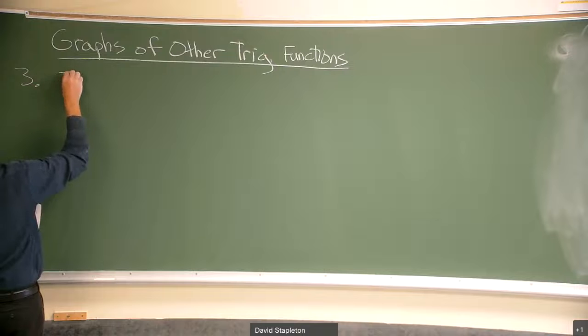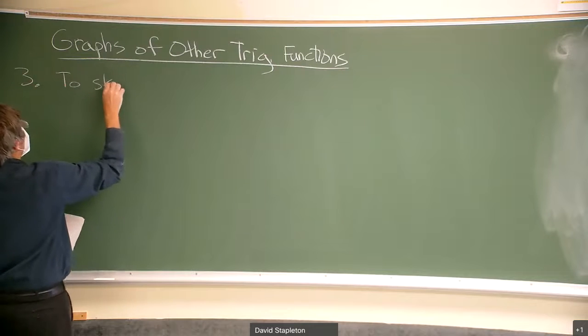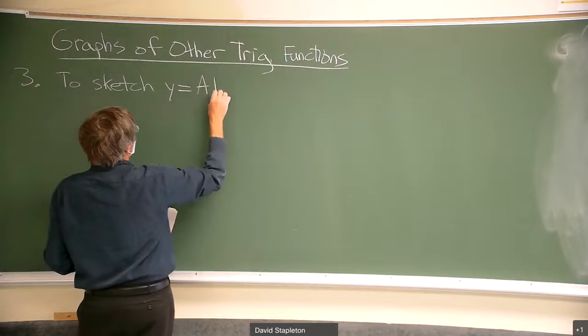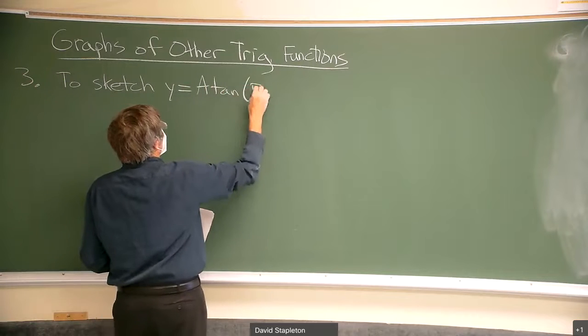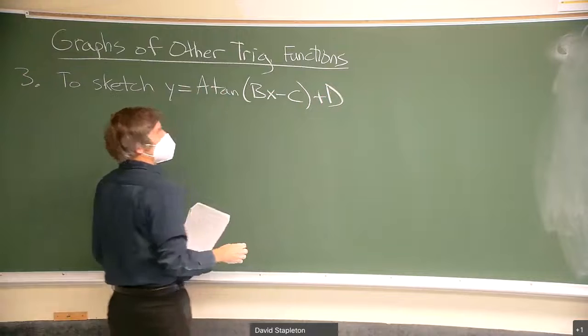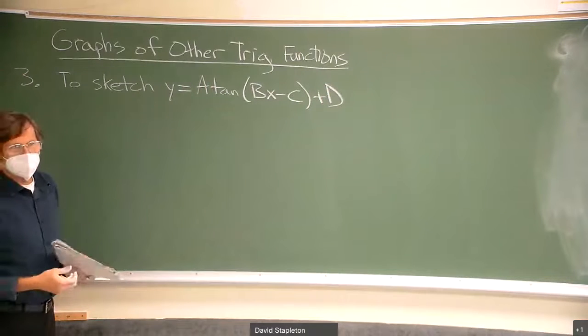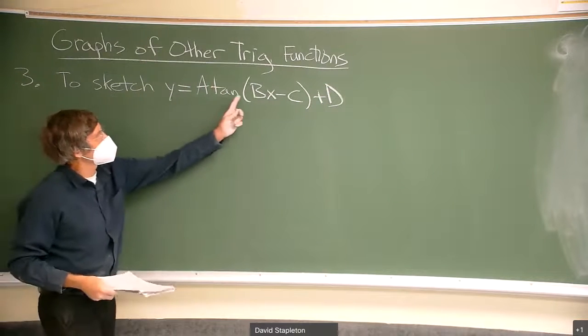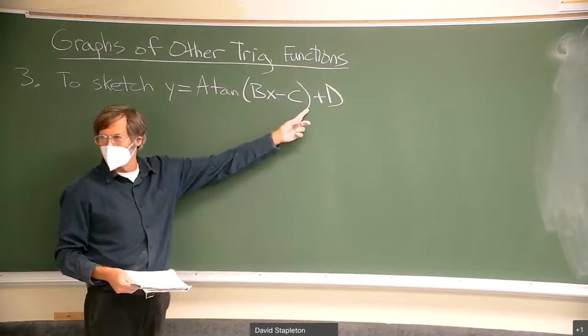Suppose I want to sketch the graph of y equals a tangent bx minus c plus d. How do I sketch that? You might get a big clue from what we did with sine and cosine. What happened when we sketched a sine bx minus c plus d?